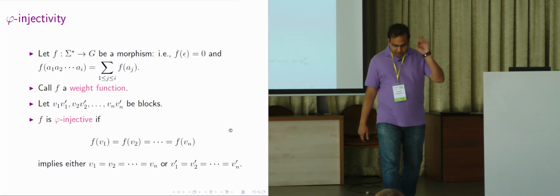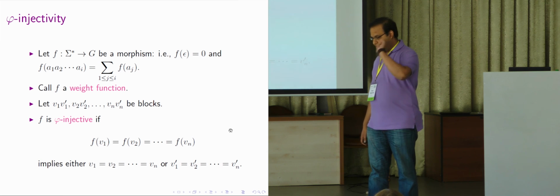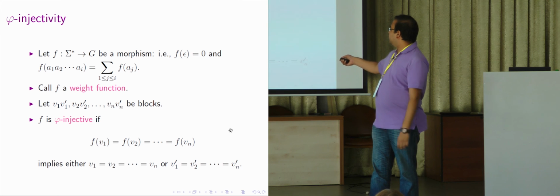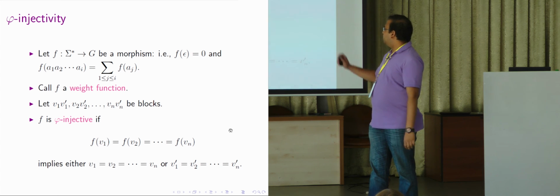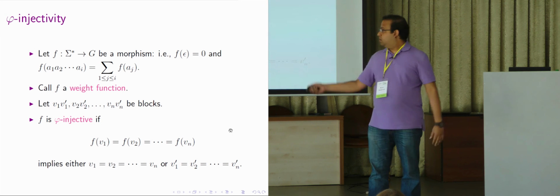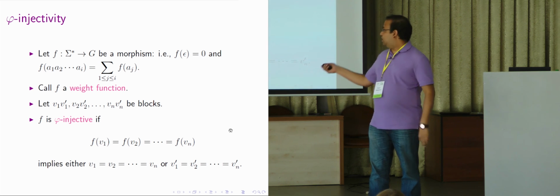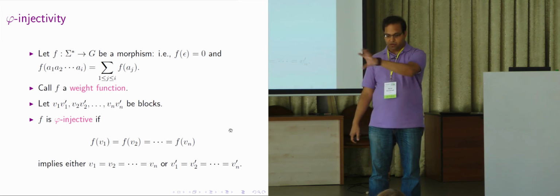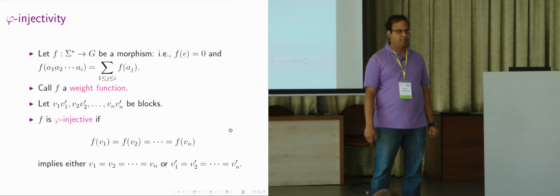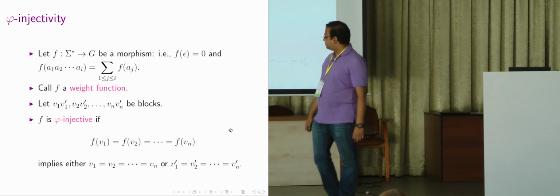So now I define this map that I mentioned before. It's a map from words into this abelian group, and it should be a morphism in the sense that if I apply f to a word, I should be able to compute that by applying f to each letter and then adding them up. Let's call this thing a weight function.